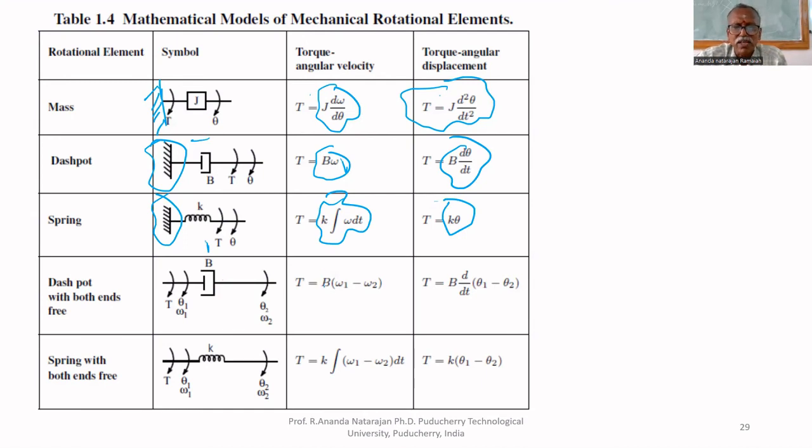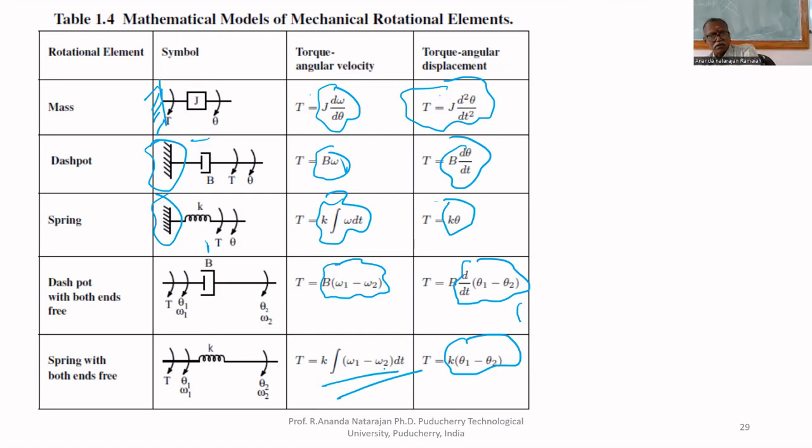If both ends are free, in the case of a dashpot, it is B times omega 1 minus omega 2, or B d theta 1 minus d theta 2 by dt. In the case of a spring with both ends free, it is K times theta 1 minus theta 2. If you know the velocity, it is the integral of omega 1 minus omega 2. That's all. These are what we should remember to obtain the mathematical model.